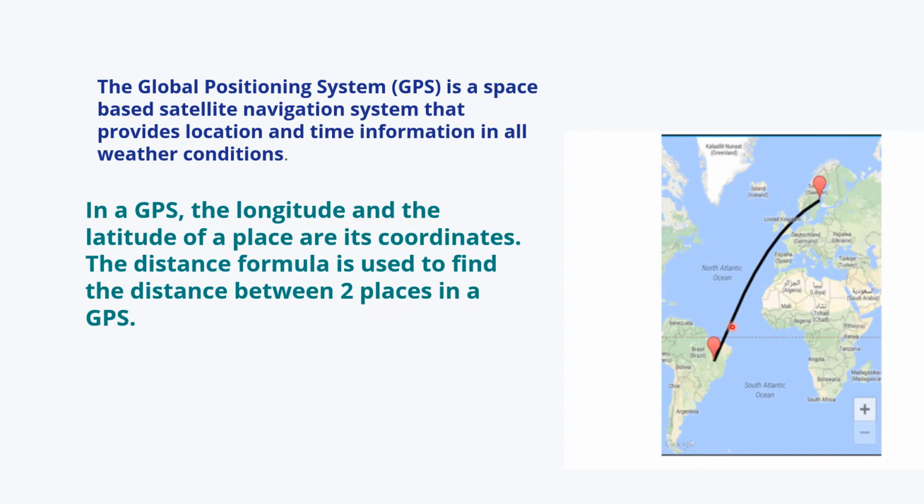Even if we are using GPS to find the distance between two places, we usually use it when we are hiring a cab. You can see that they are showing this kind of map, and this map is all using the GPS system, which is also based on the distance formula.